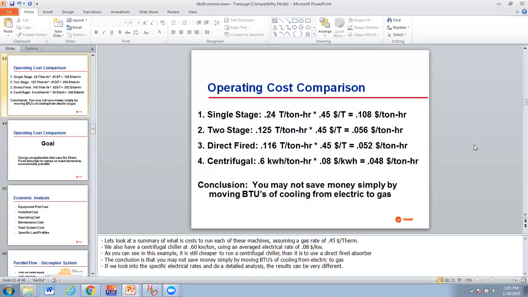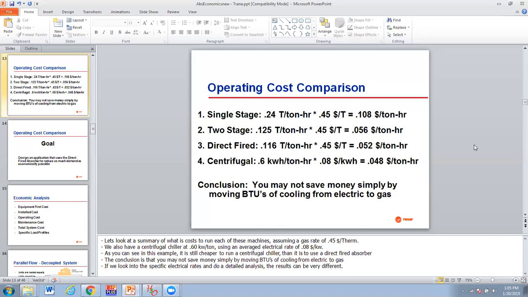Operating cost. Okay, so let's take a look and see what it costs to run each of these machines. Now we're going to assume the natural gas rate is 45 cents a therm, or that would be $4.50 an MCF, which is a million BTUs. So it's this $4.50 gas. The capital T here stands for therm, so we're going to work in therms instead of MMBTUs, which is fine.